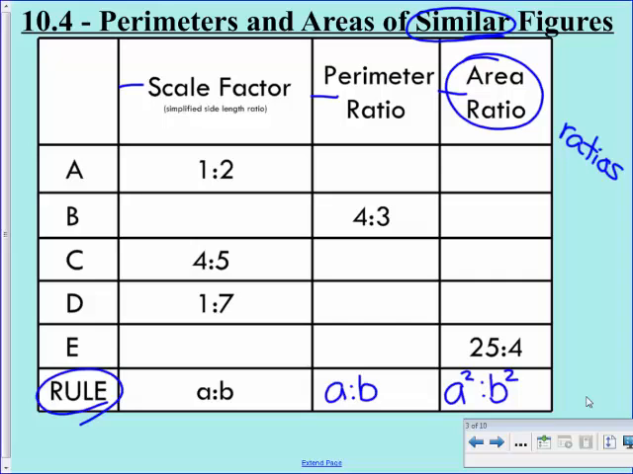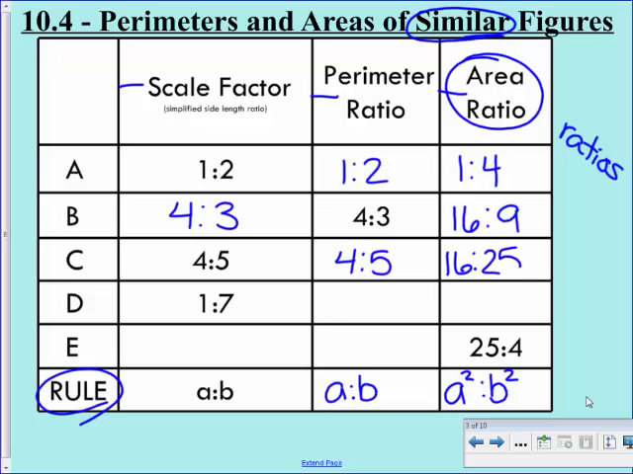If the scale factor is 1 to 2, we know the perimeter ratio is 1 to 2, and then we'll square it. So we know that the area ratio is 1 to 4. If they give you the perimeter ratio to start, well, perimeter and scale factor are the same. But now we've got to square it to get the area, so 16 to 9 will be the area ratio. Moving on with C and D, we can just fill those in, 4 to 5, square it, 16 to 25. Likewise, 1 to 7 is the same, but square it, 1 to 49.